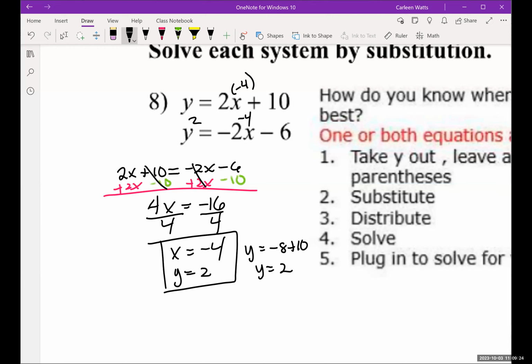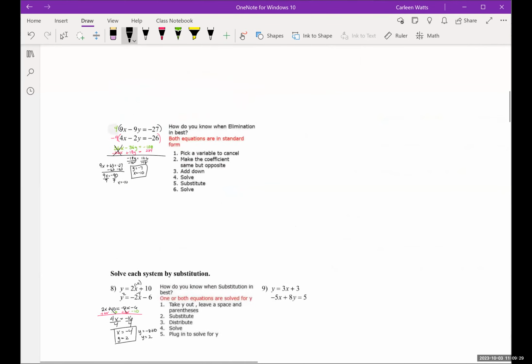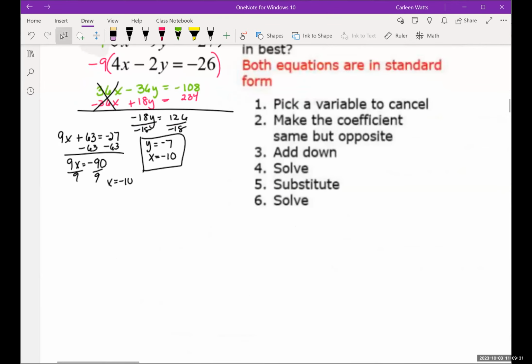Can I see what x equals for 7 real quick? Negative 10.